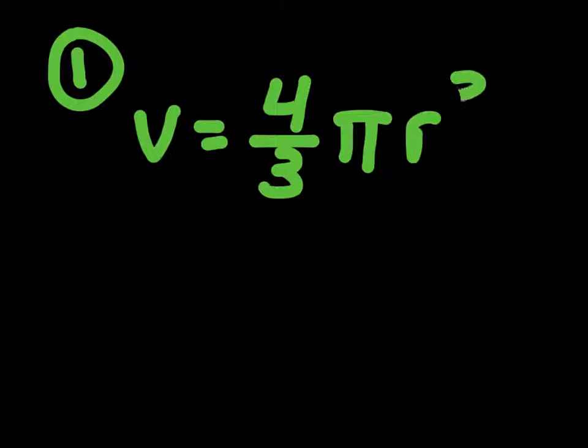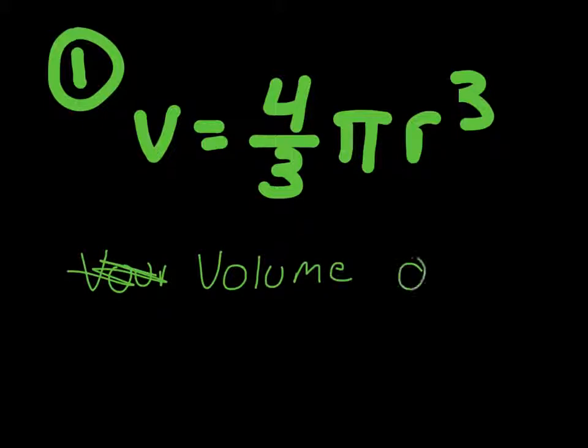So the first formula we're going to learn is the volume of a sphere with the radius r. So volume is equal to 4/3 pi r cubed. This equation helps give us the volume of a sphere if we are given the value of r.